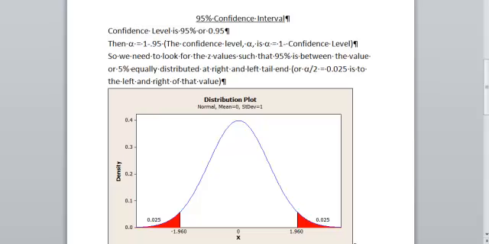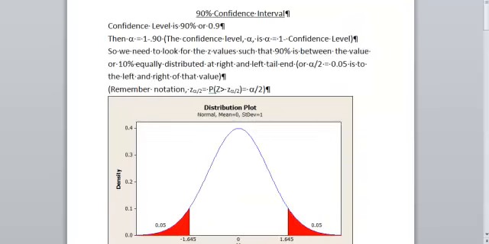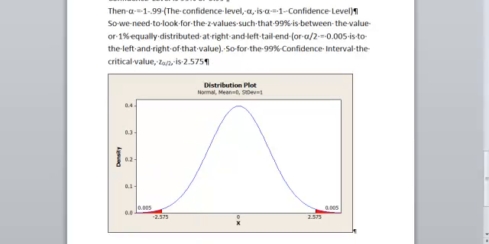Now the critical value is classically your z subscripted alpha over 2. So it will always be a positive number, so the critical value for the 95% confidence interval is 1.96. For the 90% confidence interval, the critical value is 1.645. So for the 99% confidence interval, following the same procedure, the critical value is going to be 2.575. And we'll know how to construct these different confidence intervals for these different confidence levels. And in the next installment, we'll see how that works.